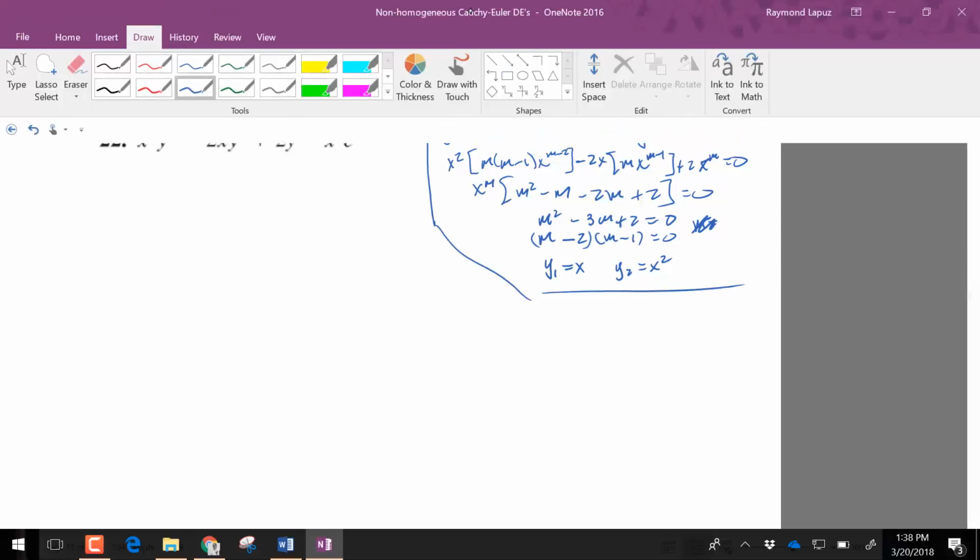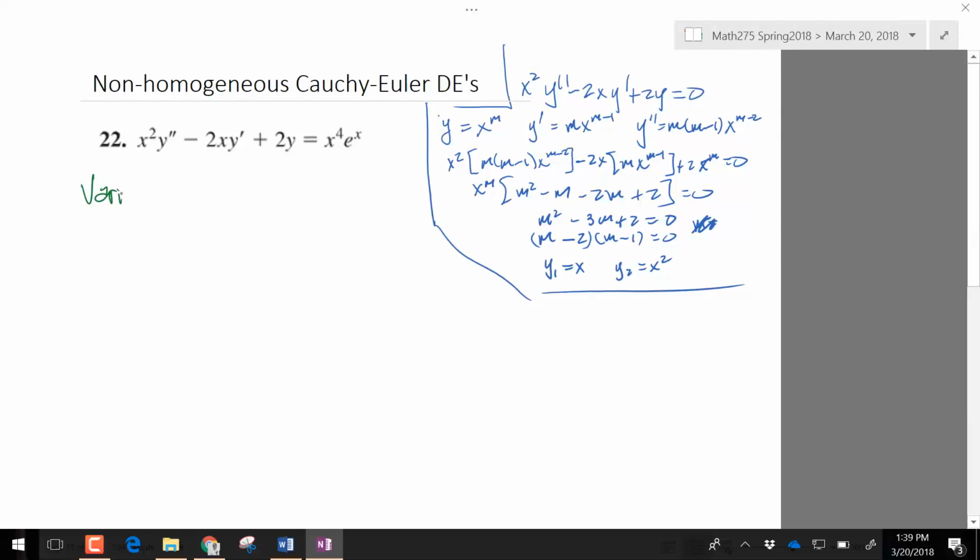And now let's use variation of parameters. For that, this is what we were just working on earlier, except here we only have a 2 by 2 matrix. So we got an x and an x squared, a 1 and a 2x. So the determinant of that is, our Wronskian is just x squared.